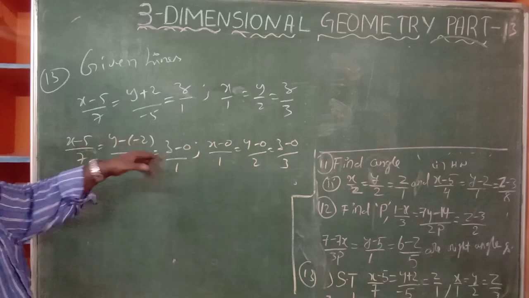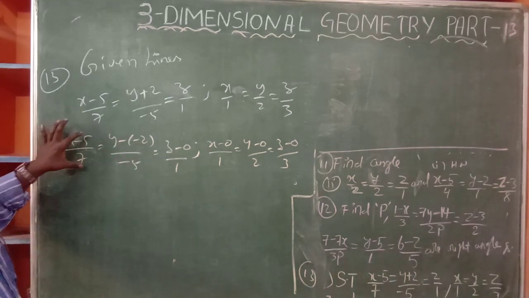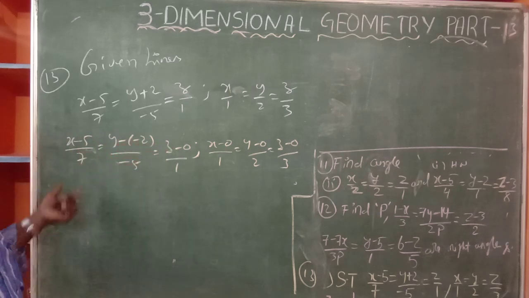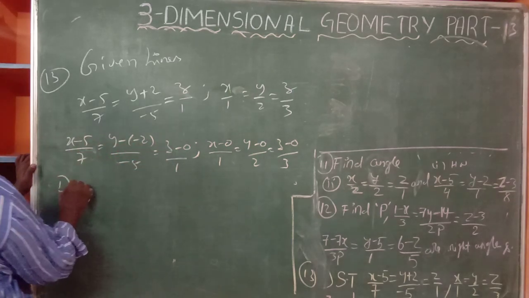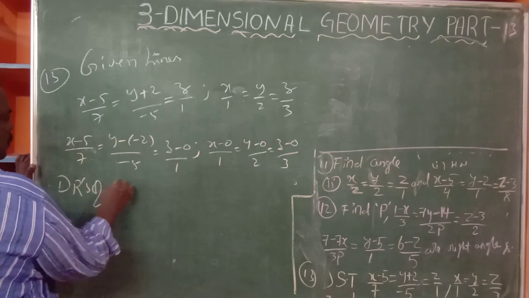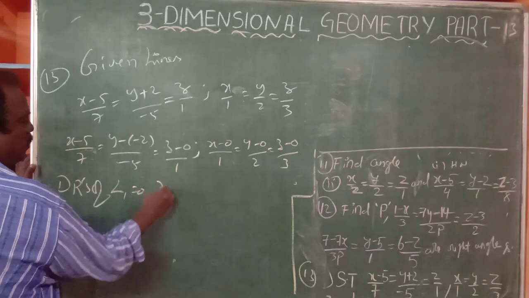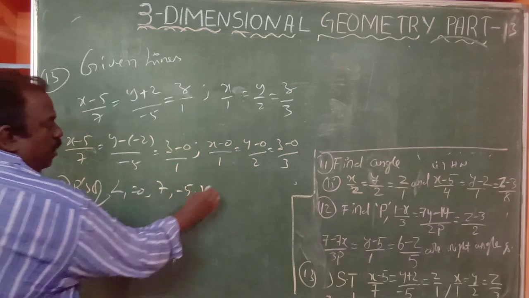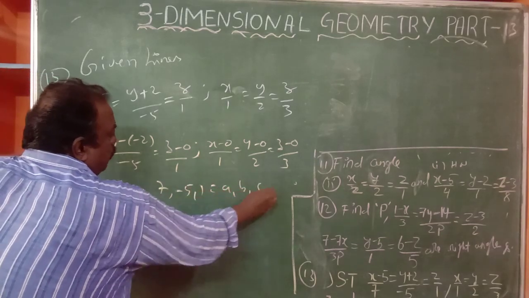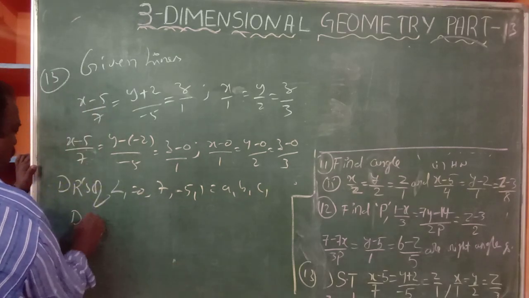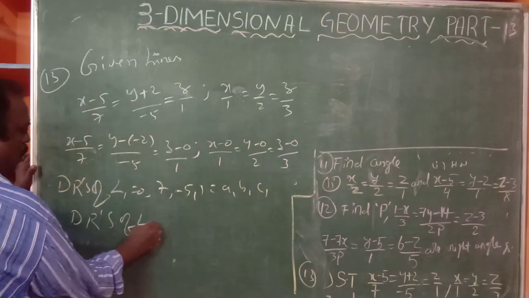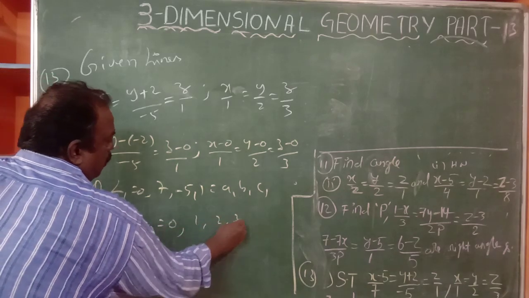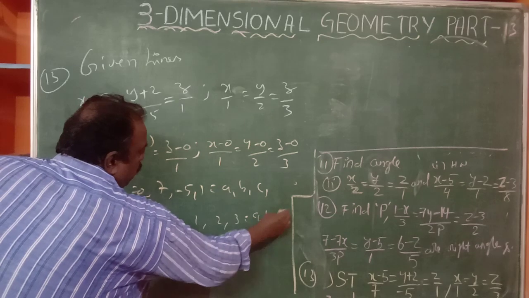So here two sets of lines, a pair of lines, are there. This line L1 is passing through the point 5, minus 2, 0. DRs of L1 are 7, minus 5, 1. This is important. It is A1, B1, C1. And DRs of L2 are 0 or 1, 2, 3. That is A2, B2, C2.